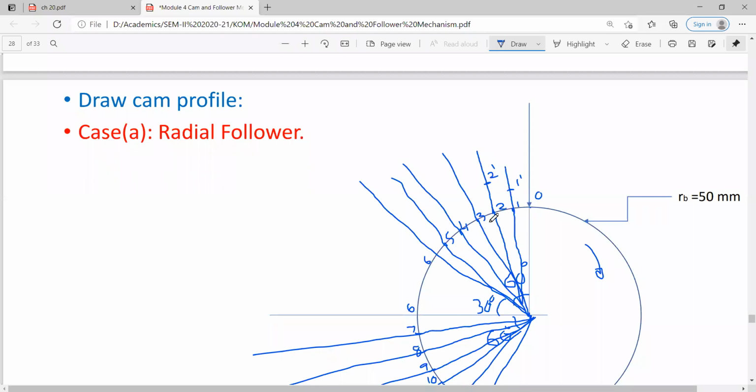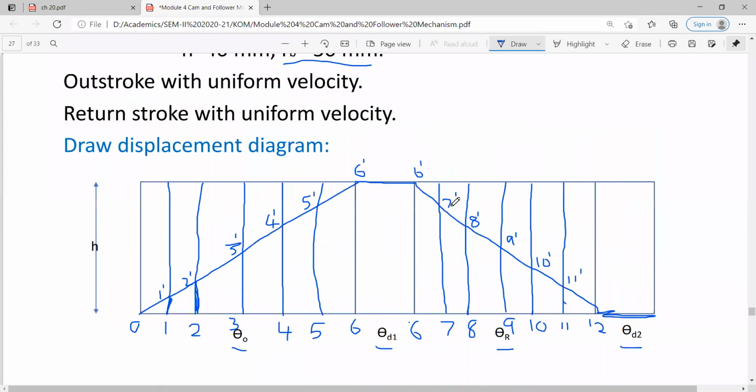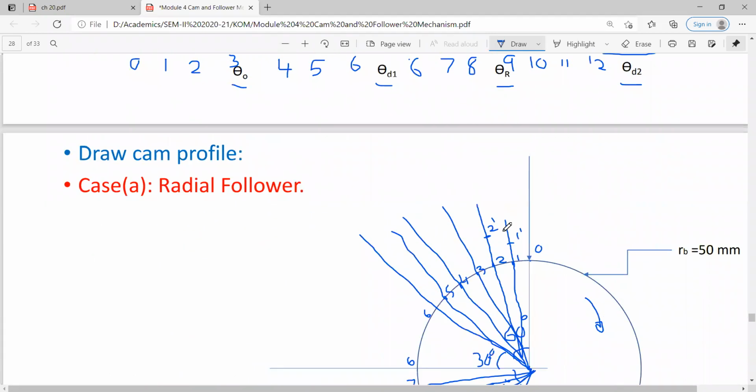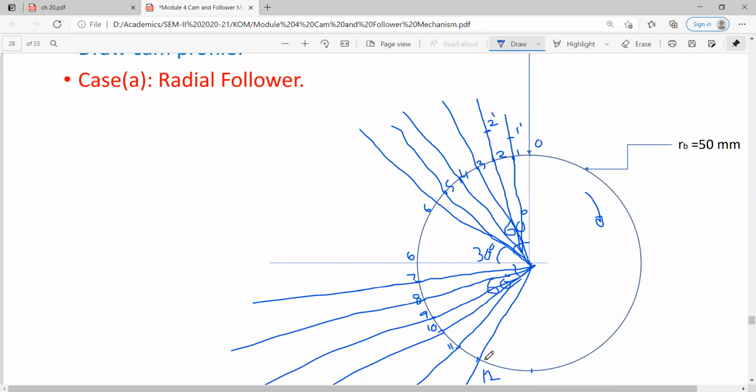Okay. Similarly, you transfer the distances at all the points like 3, 4, 5, 6, 7, 8, 9, 10. How much at 6, how much at 7, how much at 8, the distance. Like that you keep marking, all the way up to 12. Okay, you transfer all the distances. Then what we have to do, I will tell you after that. Okay, transfer all the distances.